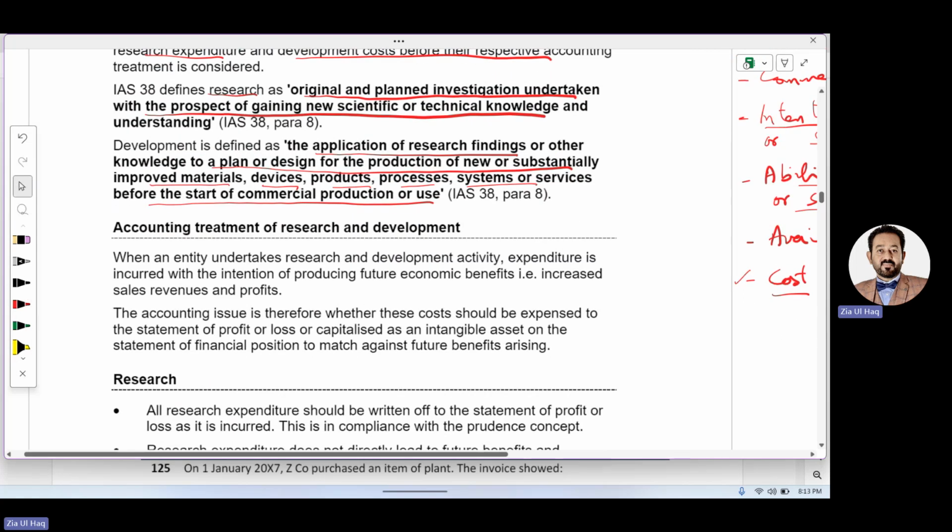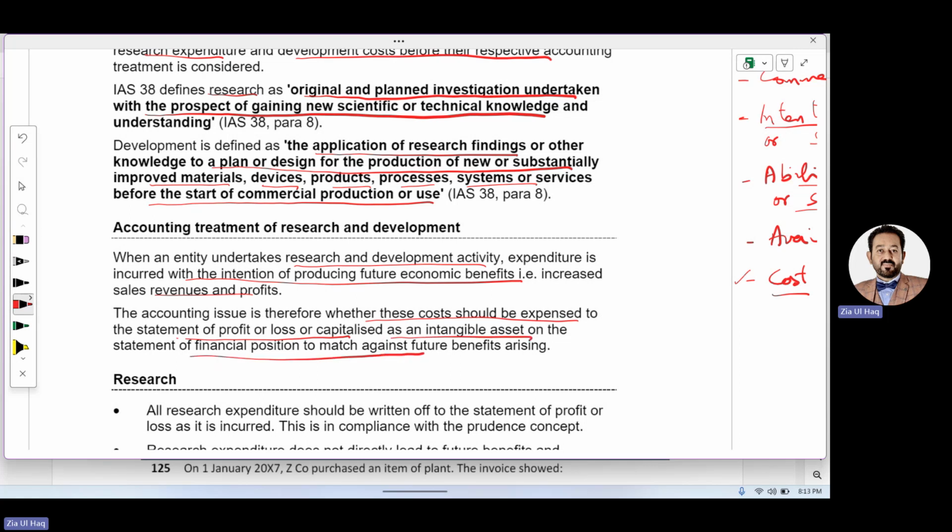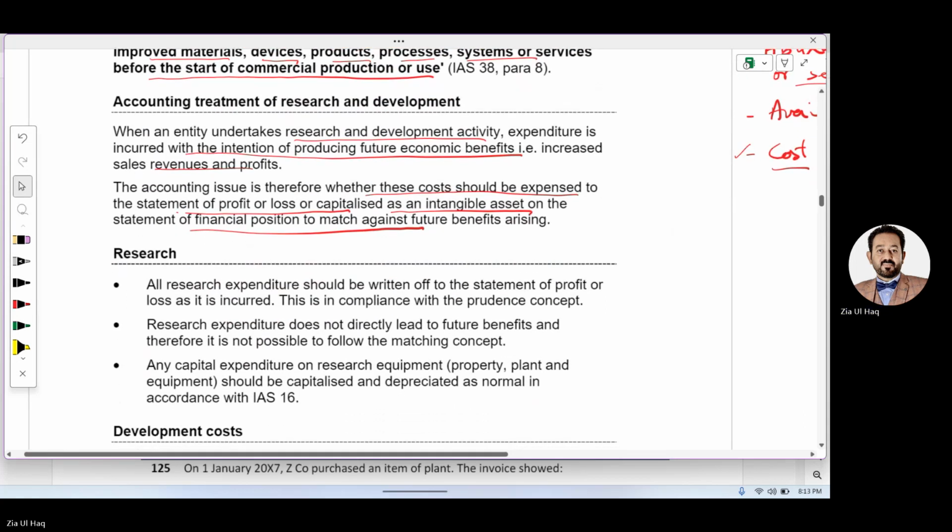Accounting treatment of research and development cost. When an entity undertakes research and development activity, expenditure is incurred with the intention of producing future economic benefit, i.e. increase sales revenue. The accounting issue is therefore whether these costs should be expensed to the statement of profit or loss or capitalized as an intangible asset on the statement of financial position. It depends. Research cost or research expenditure should be written off. Written off means recorded as an expense to the statement of profit or loss account.